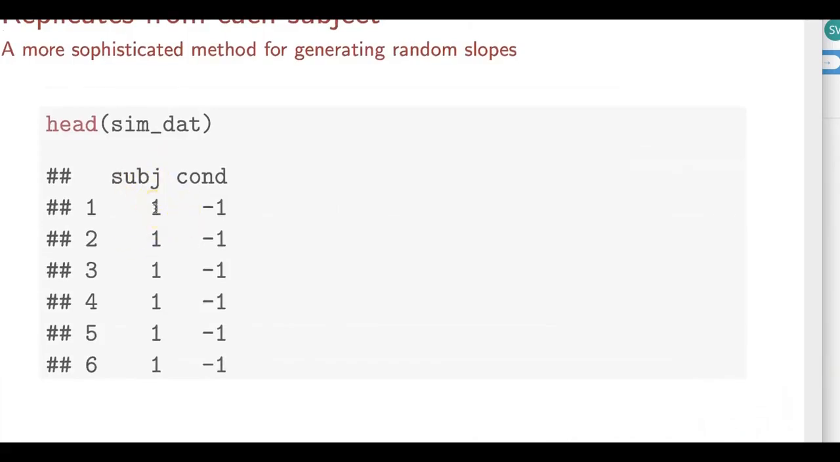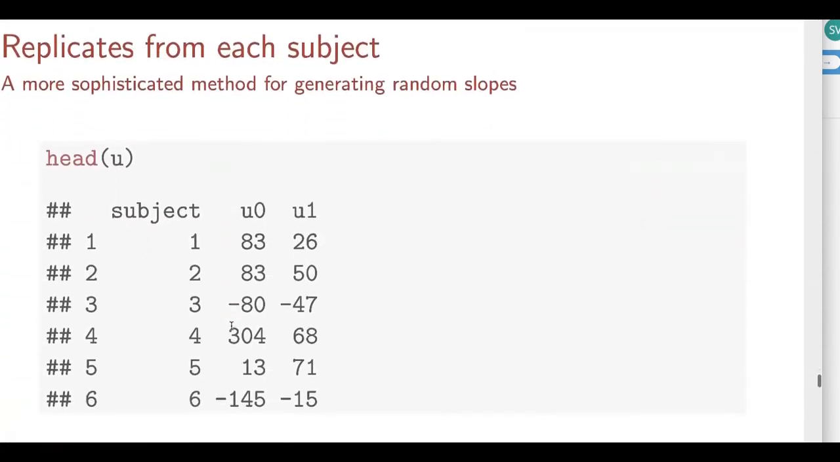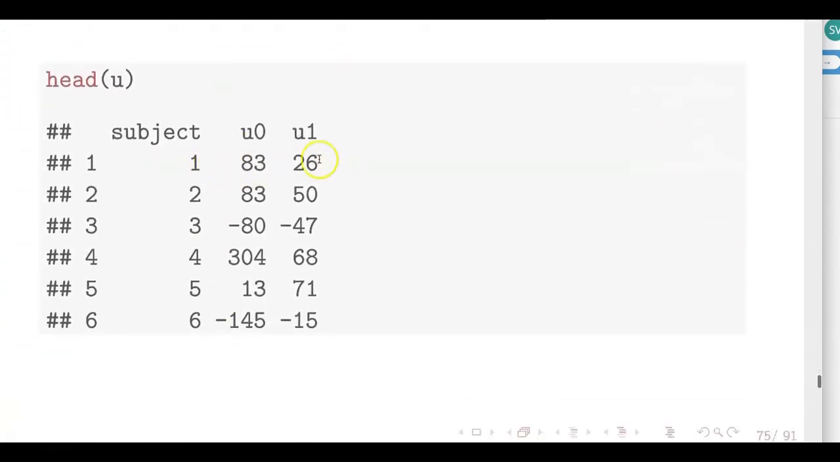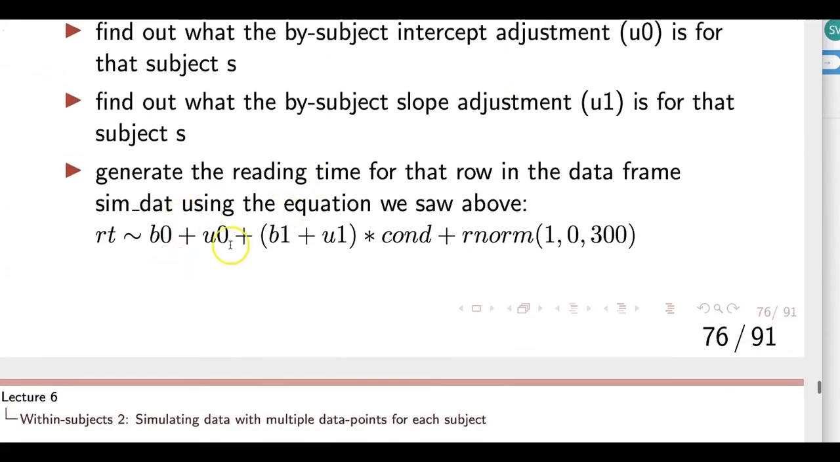Subject 1's intercept and slope adjustment can be found in the U matrix, right? In this U matrix, here it is: 83 and 26, and I'm going to use that to plug into this command and write a random simulated value for that subject in that row of the data frame. That's basically it, right? The rest is now technical details.